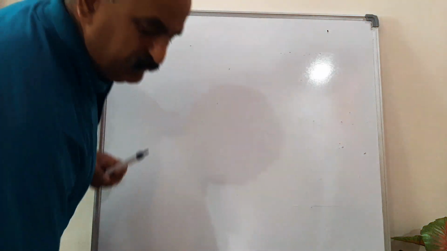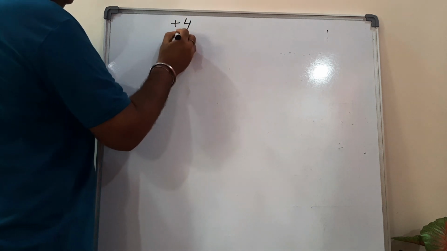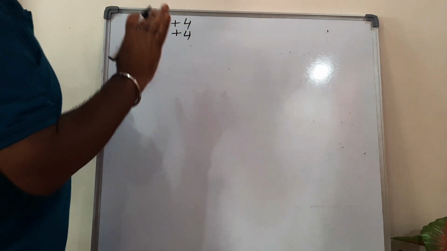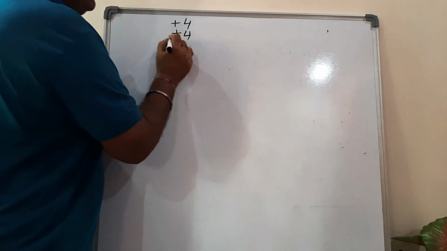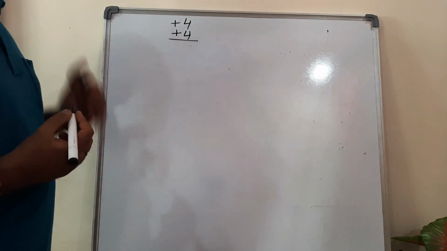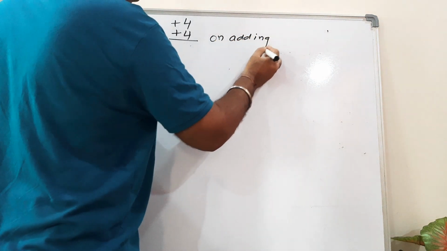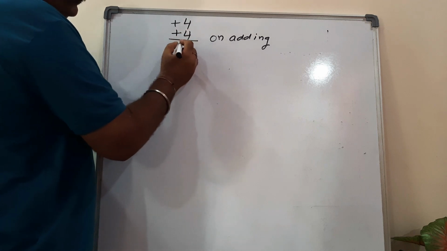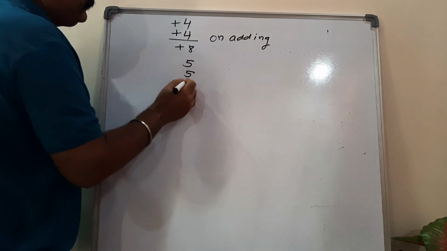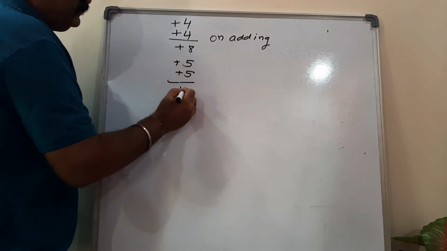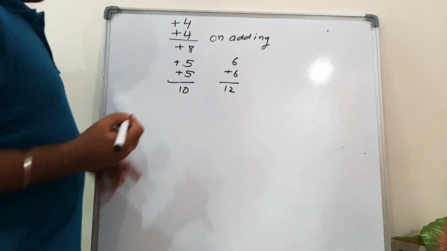How to solve the linear equation? I am just giving you the basic concept of how to solve a pair of linear equations in two variables. First, suppose I am writing here 4 plus 4. On adding, plus 4 and plus 4 becomes plus 8. Similarly, if I have 5 and 5, then 5 plus 5 becomes 10. If I am writing 6 plus 6, it becomes 12.